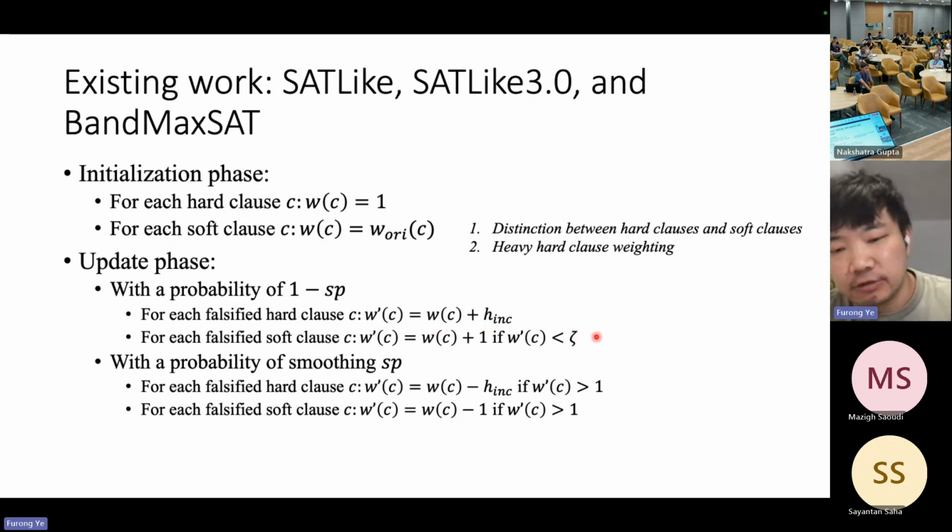And we set a threshold for soft ones. And also there will be a probability of smoothing clause weights, so they will be decreased by the same factor. And for this method, we can see that the hard clauses and the soft clauses are dealt with by different strategies. And usually the method performs best with heavy hard clause weights.